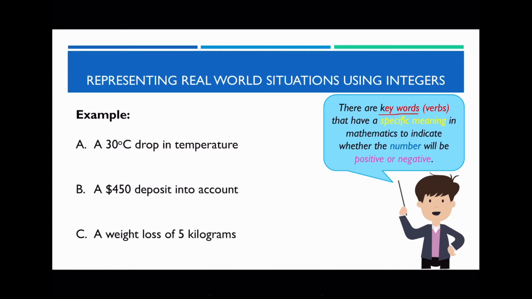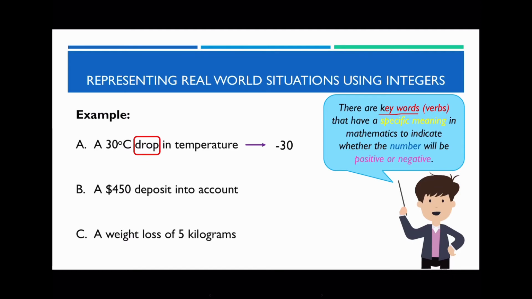So in my first example, a 30-degree drop in temperature. The verb in this case is drop, and this particular word, drop, has a negative connotation to it. So this means that it is going down. And because it's going down, the sign in this case is going to be negative 30. So we can represent this by writing negative 30 to show that it's decreased by 30 degrees.